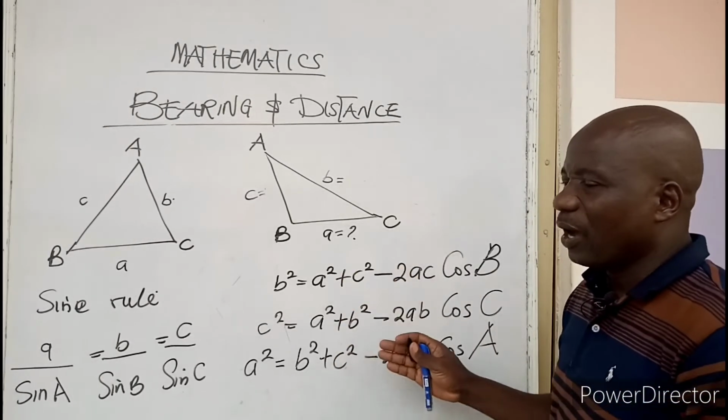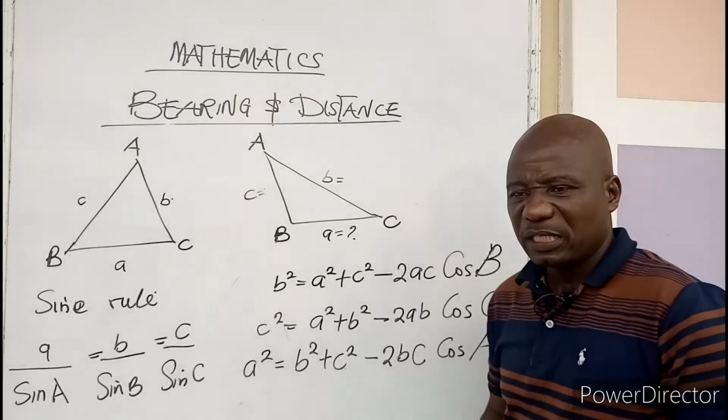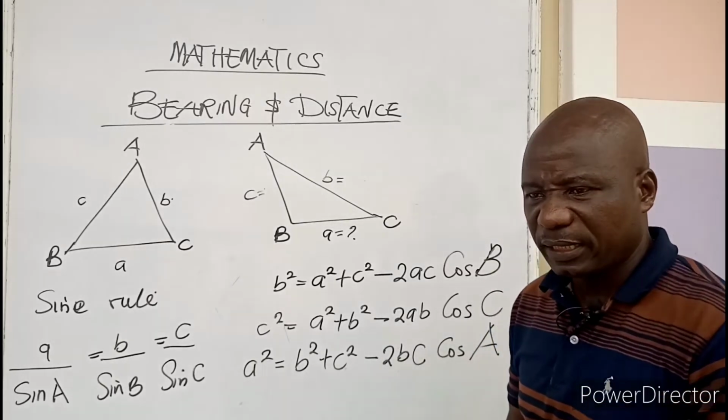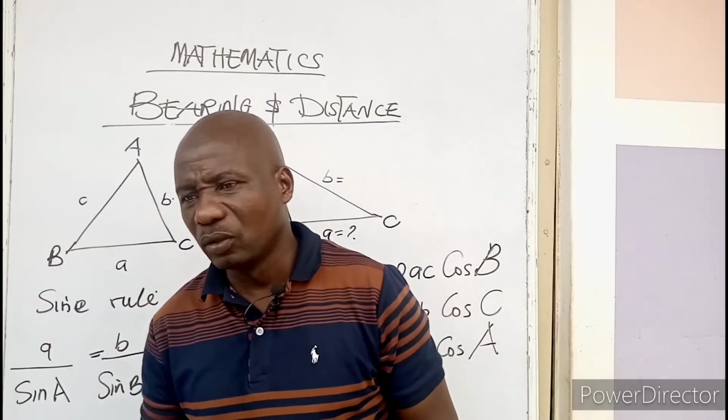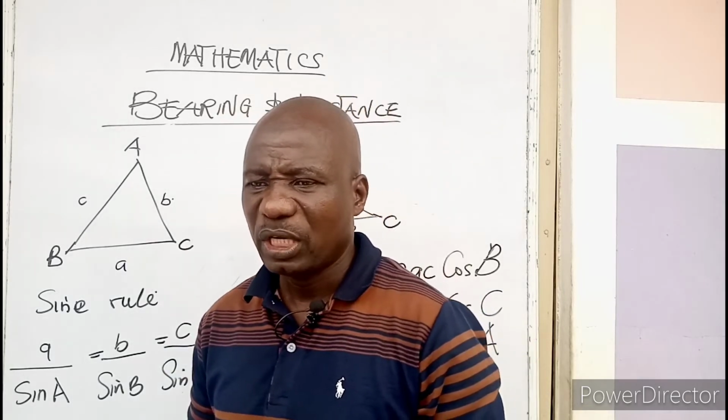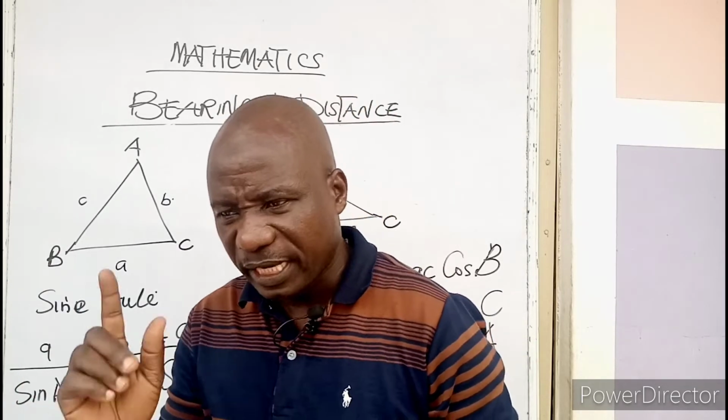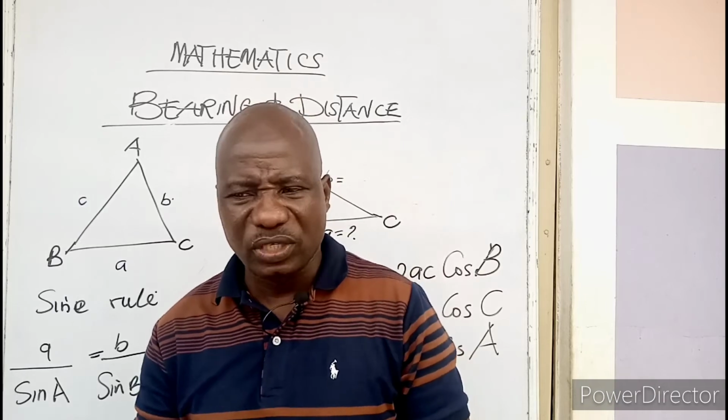So, if these are understood, your problem is when do we use sine rule? When do you use cosine rule? This area usually gives students a headache. When do you use sine and cosine rule?